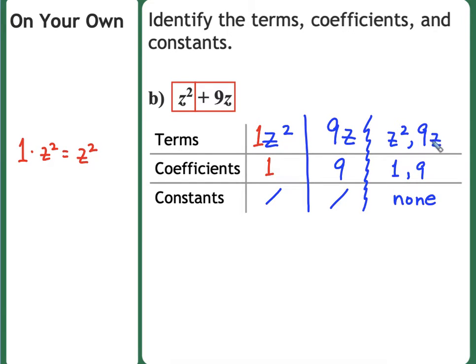And then writing this in a list form, we have z squared comma 9z for terms, coefficients of 1 and 9, and constants, there are no constants, so that's none. Alright, so that's kind of the parts of an algebraic expression. The last thing I want to cover are in-out tables.